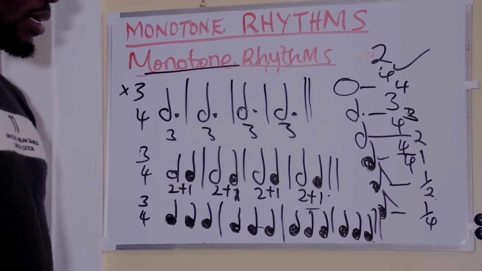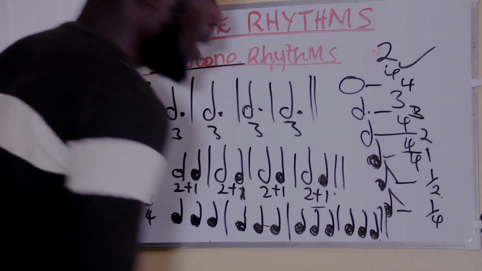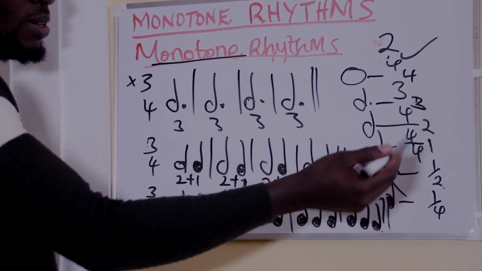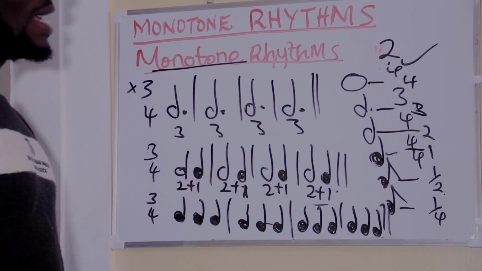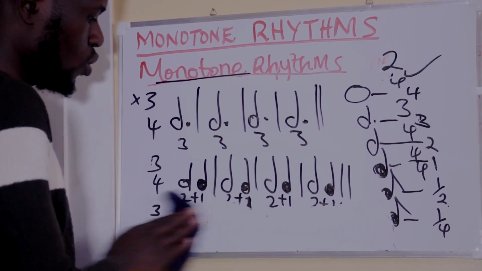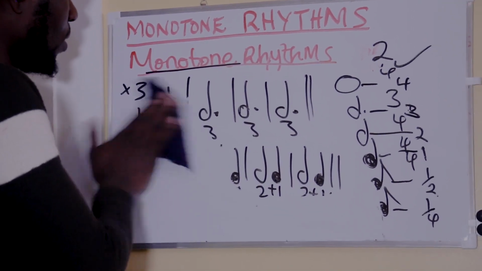That's how we do it in 3 4 time signature, monotone. So this one is repeated. If you add 1 plus 1 plus 1, you get 3. The bars are balanced. Monotone means same notes throughout the bars.